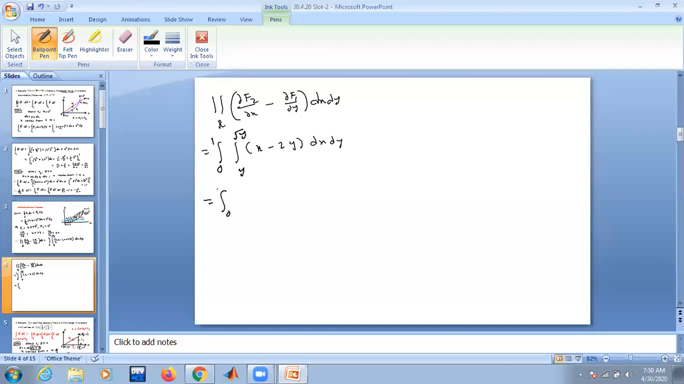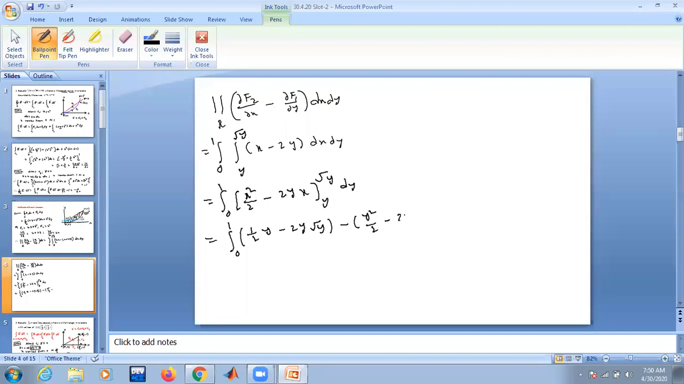Integrate this from 0 to 1. Integration of x with respect to x is x square by 2, minus 2y, where 2y is a constant when you are integrating with respect to x, so it is 2yx with the limits from y to root y, dy. Substitute the limits and simplify. From 0 to 1, 1 by 2 into root y whole square is y, minus 2y into root y; that is upper limit minus lower limit, going to be y square by 2 minus 2y square. Okay, this whole thing you have to integrate with respect to y.